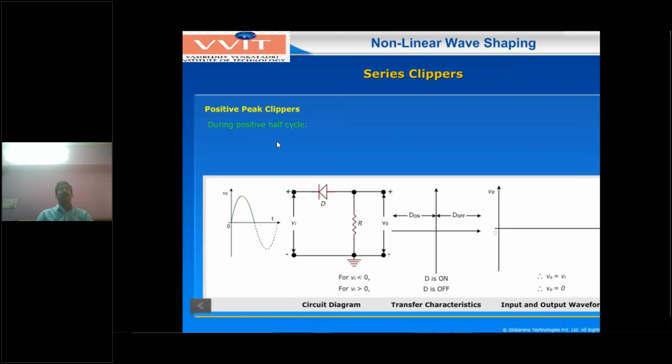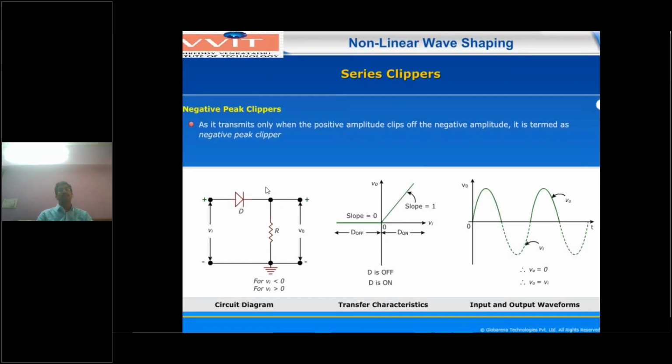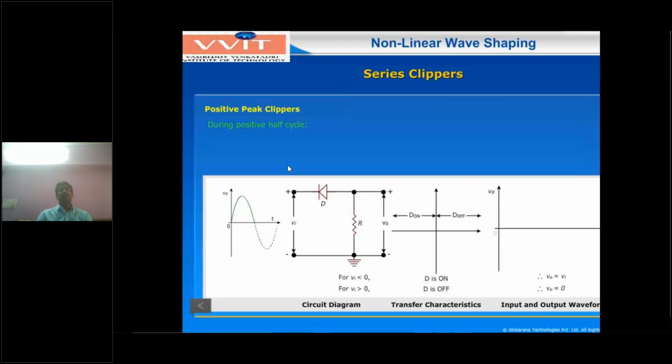Next we are moving to the positive peak clipper circuit. What is the difference between the previous circuit and this circuit? In the previous circuit the diode was in forward bias direction. Now you are considering the diode in reverse bias direction. Now you are applying a sinusoidal waveform.